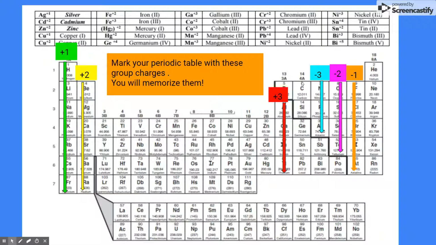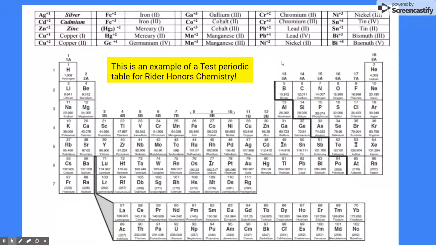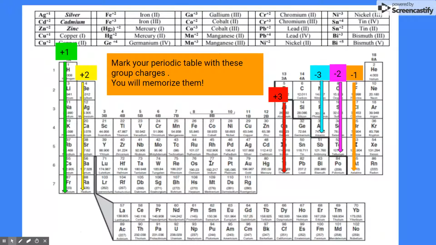I'm not so concerned about group 4A with carbon and silicon because carbon and silicon usually don't make this kind of compounds, and the other elements in the group are dealt with in this chart above. Okay, you need not be scared. You're always going to get this periodic table. You do, however, need to memorize the group charges for the representative elements, as is indicated here. So marking your periodic table now is a good idea.